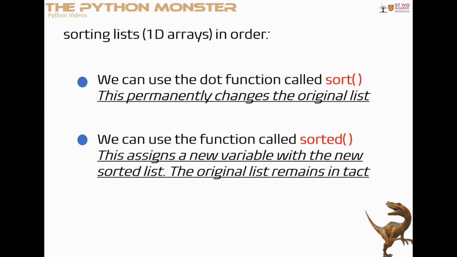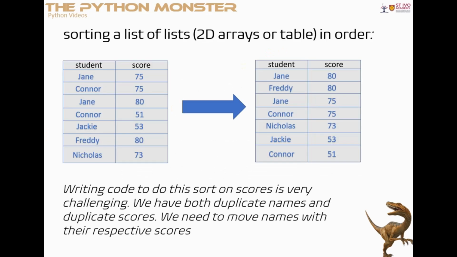Where life gets a little bit more complicated is where we want to take a list of lists or a 2-dimensional array or table and sort those values into some type of order. So you can see on the left hand side guys, our students and their scores.